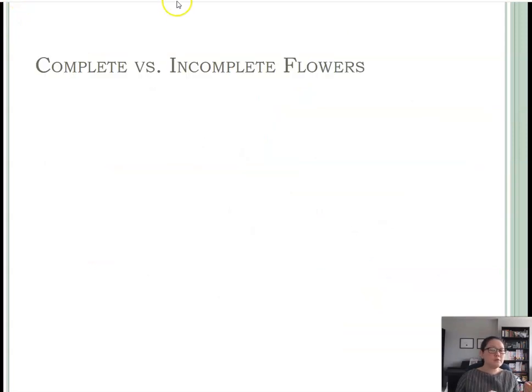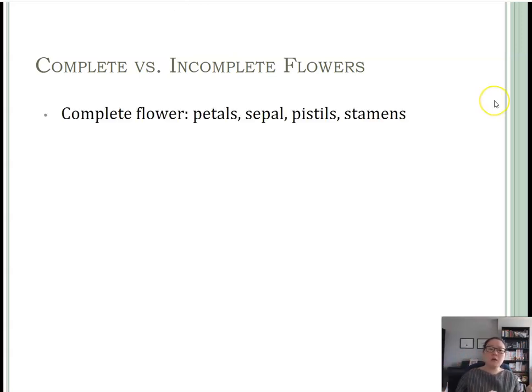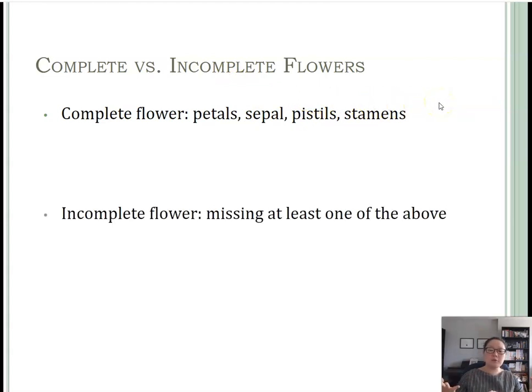Now, as I mentioned, flowers can look very, very different, and they can have different parts to them. So there are some terms that can refer to these differences in flowers. One of these sets of terms is complete and incomplete flowers. Complete flowers are flowers that have all of the tissues that I mentioned before. So they have petals and sepals and pistils and stamens. So they do have both male and female reproductive tissues, and they also have petals and sepals. Whereas in some cases, you have your incomplete flowers, they are missing at least one of the above.